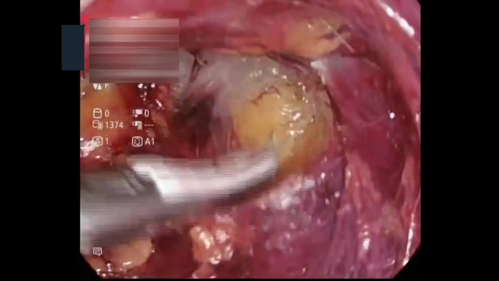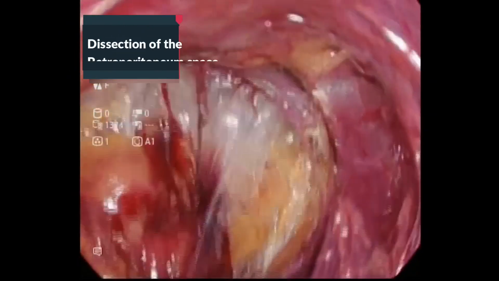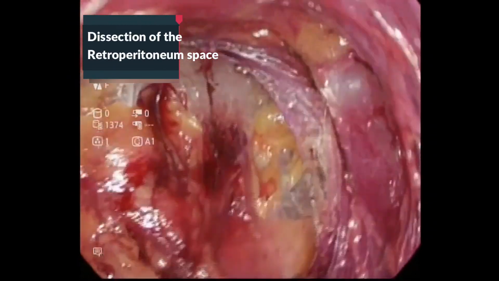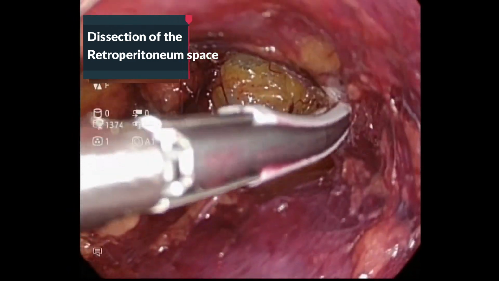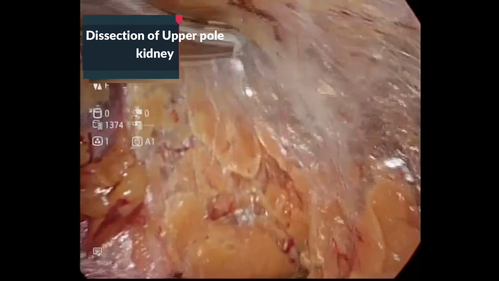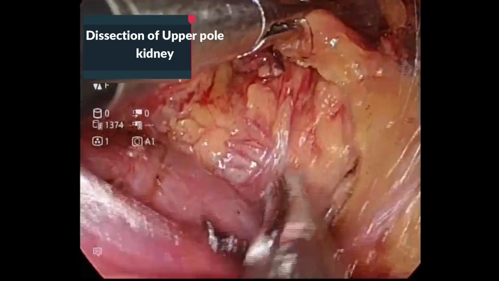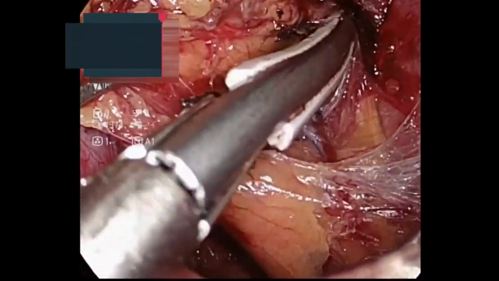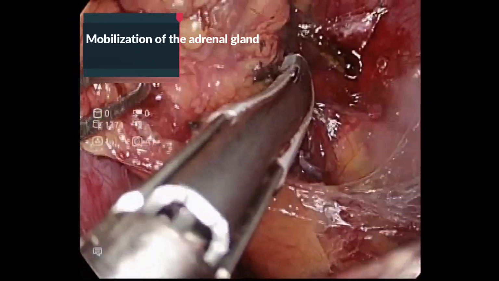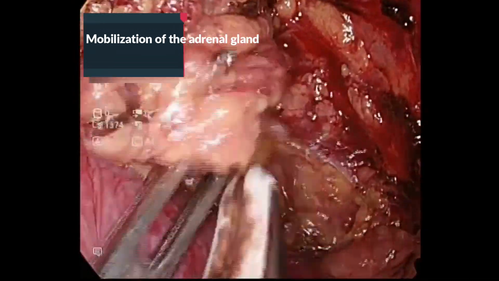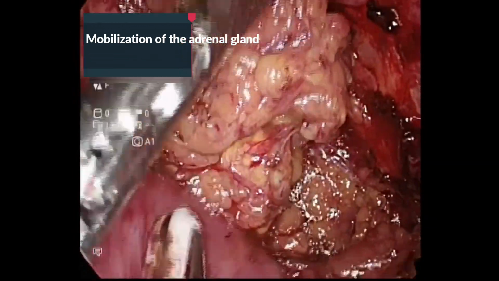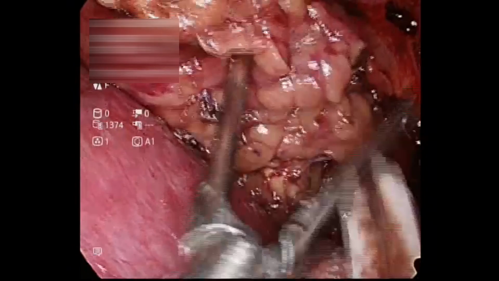Partial adrenalectomy, left. Upon access to the retroperitoneum, blunt dissection of the landmarks was done, followed by the identification and dissection of the upper pole of the kidney. The adrenal gland was then mobilized freely. It is critically important to dissect the adrenal off the kidney.